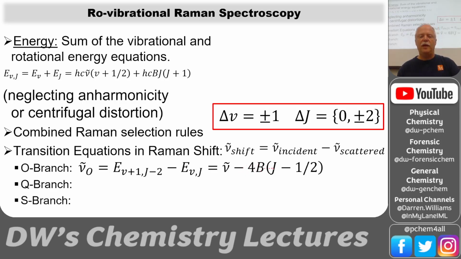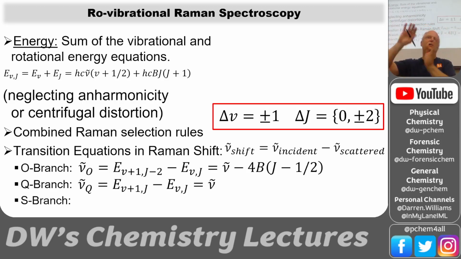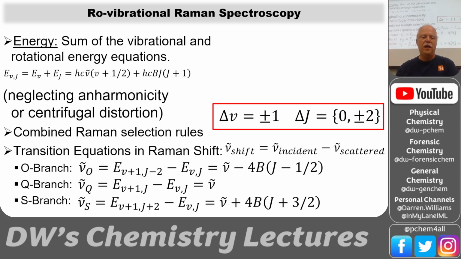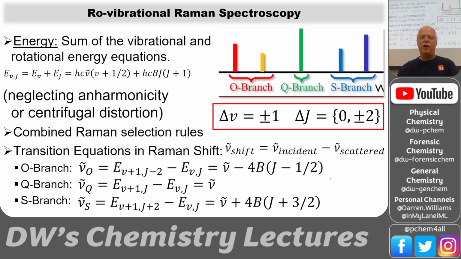And so I have minus 4B, J minus a half for the O branch. For the Q branch, again, delta J is 0, so all of the J differences cancel, and there's just the vibrational frequency. And then the S branch, I pulled 4B out, and so we have J plus 3 halves for the S branch. So this gives us our spectrum up here, the Q branch, S branch, and O branch. So the Q branch is right there at the vibrational frequency difference.